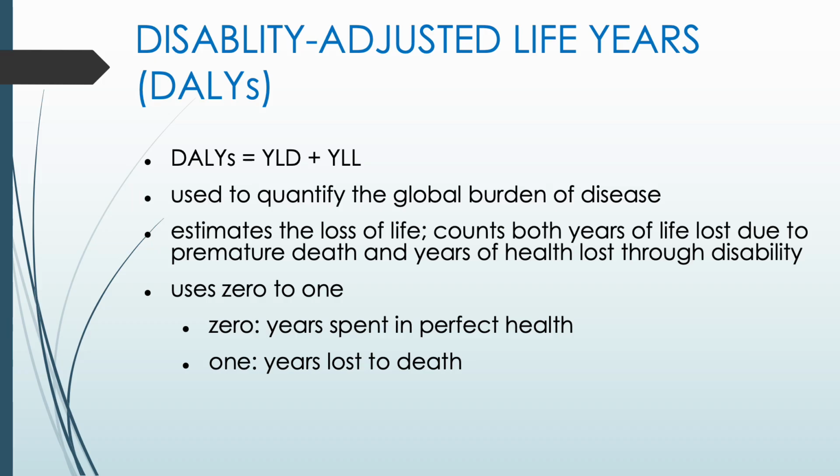Disability-adjusted life years is equal to the years of life with disability plus years of life lost. It is used to quantify the global burden of disease and estimates the loss of life, counts both years of life lost due to premature death and years of health lost through disability. So it uses 0 to 1, wherein 0 is years spent in perfect health and 1 is years lost to death. It is the opposite of quality-adjusted life years.